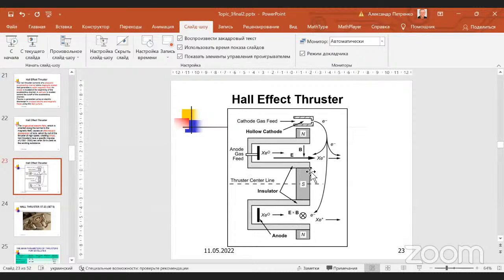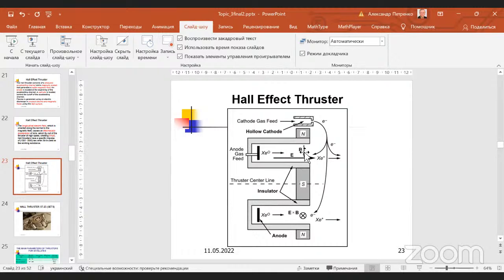You can see here a cylindrical acceleration channel, which is created from some ceramic. Here is located the anode, and through the anode, working gas is fed. And outside of the thruster is located a hollow cathode. And between this cathode and the anode, an electrical discharge is initiated.